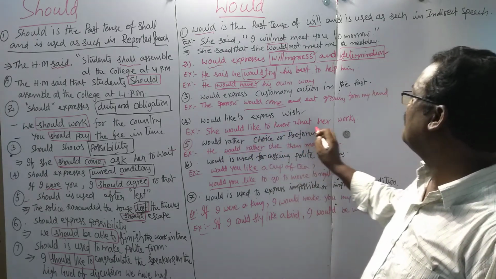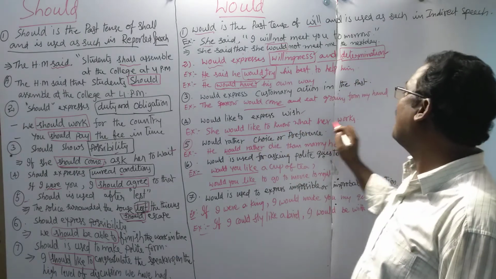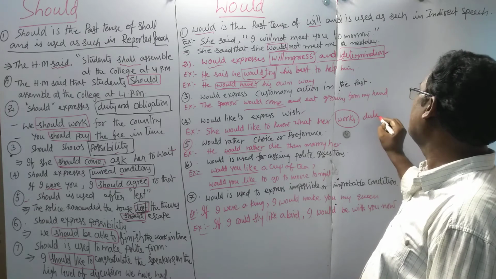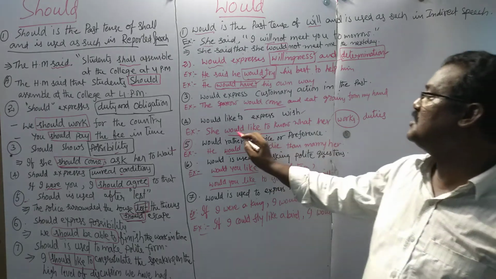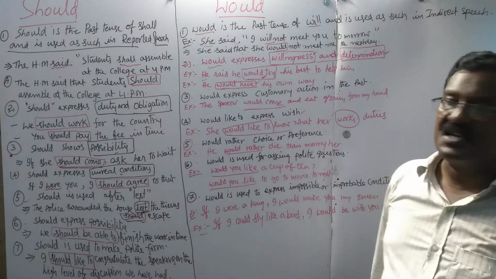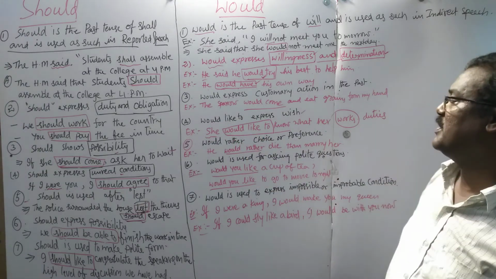She would like to know what her works, what her duties. This one also you can write: duties. What are the duties allotted to her? She would like to know. "She would like to" expresses the wish of the person, the wish of the speaker.